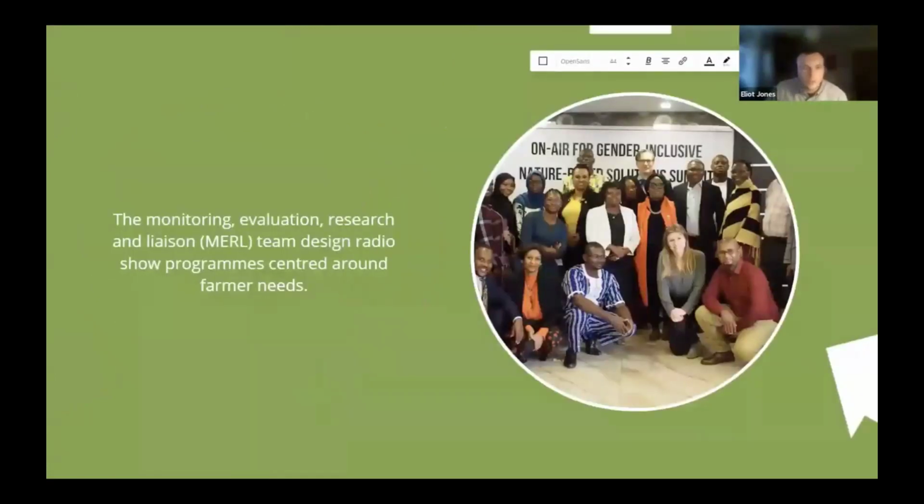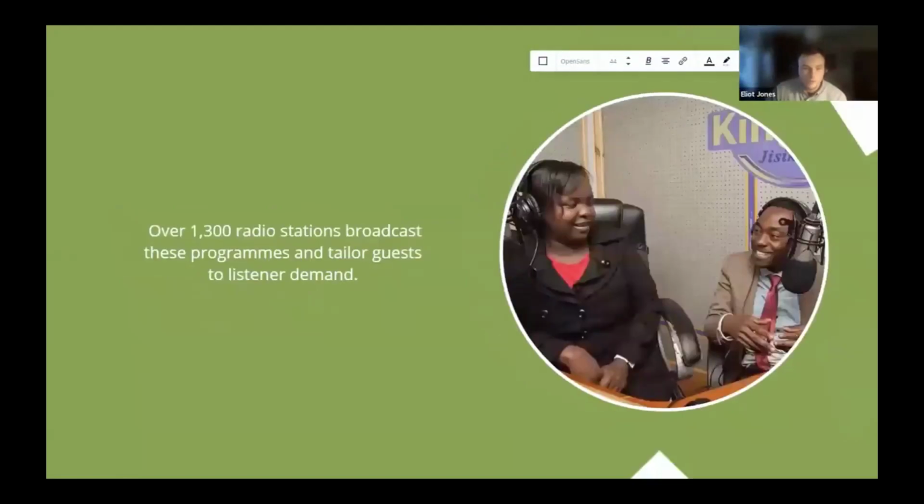The information is passed on to the monitoring and evaluation team, who design radio programs centered around farmer needs, for example, perhaps educating farmers on cheaper alternatives to fertilizer. Programs are written in collaboration with over 1,300 radio stations, tailoring content and expert guests to listener demand at various scales.